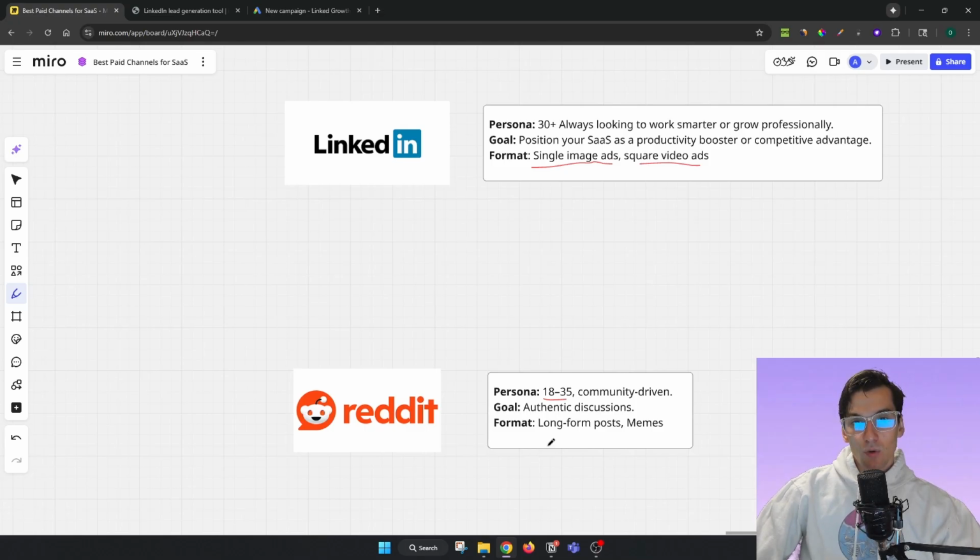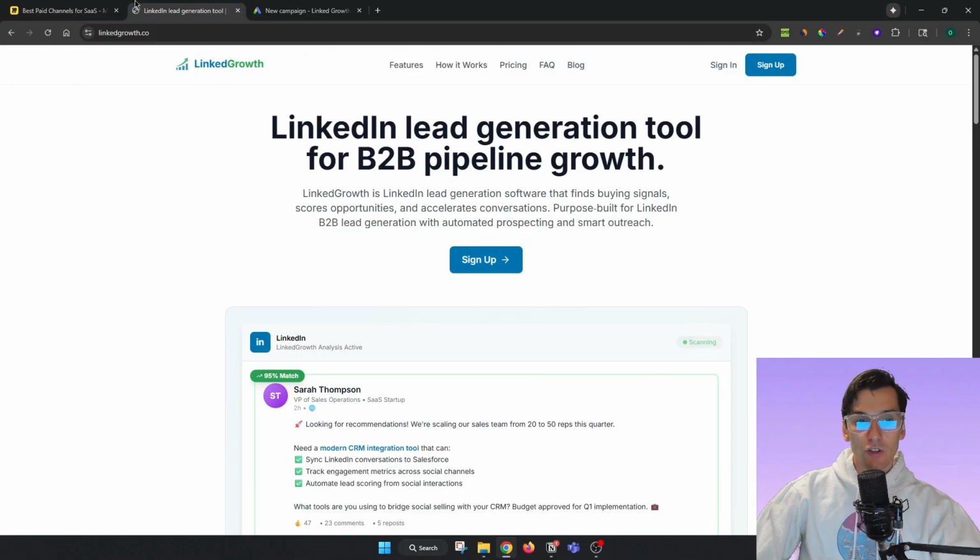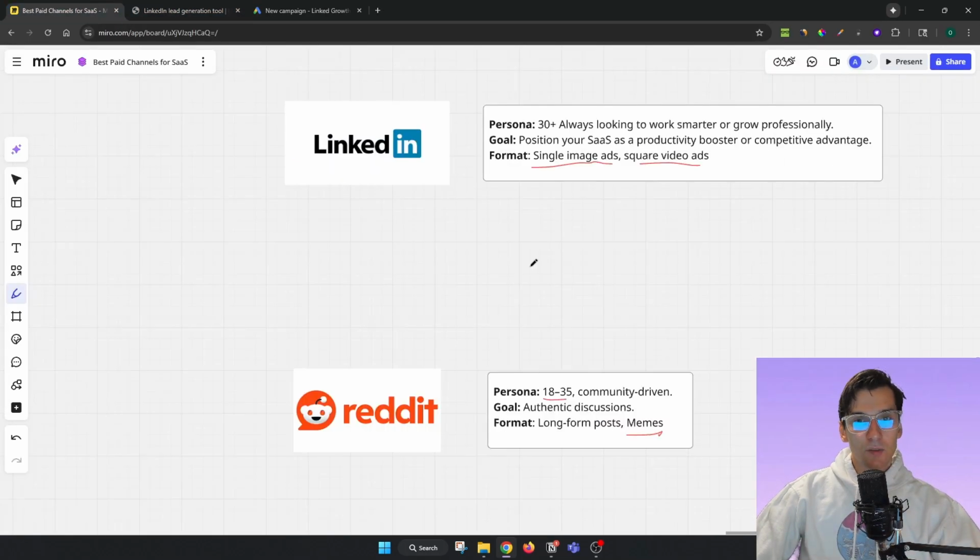There are two types of format that you can do. Memes are kind of huge on Reddit, and if you just create 20-30 variations of memes with your product, you will spike the attention. It's that aha moment, that scroll-stopping moment. They're going to see your meme, they're going to be interested, and that's when you need to have a very strong landing page and explain the problem that they have and the solution.